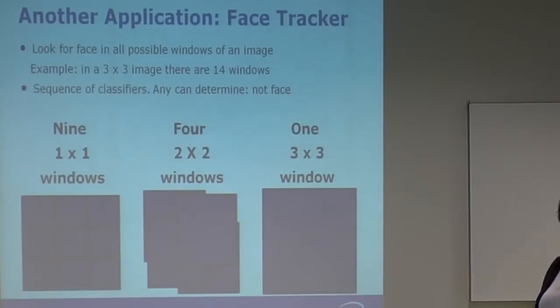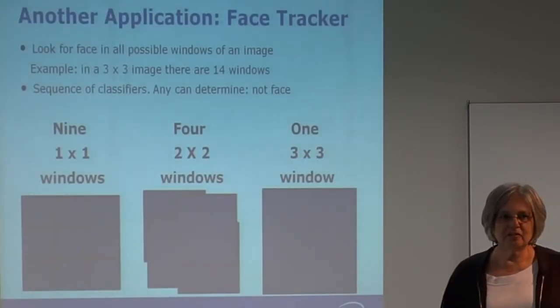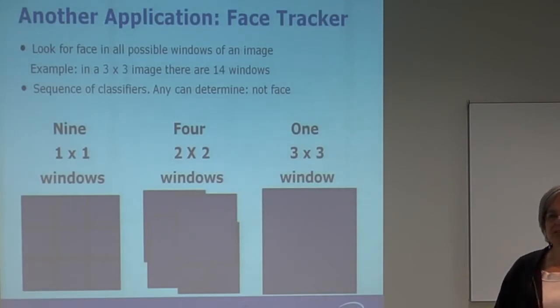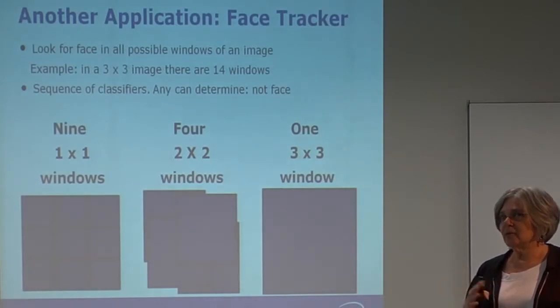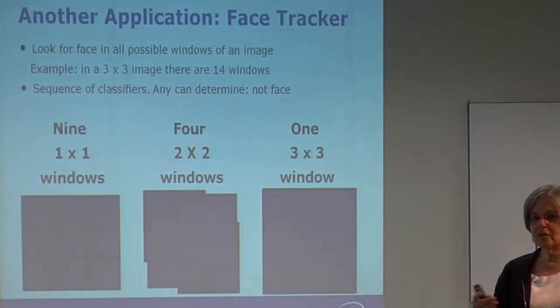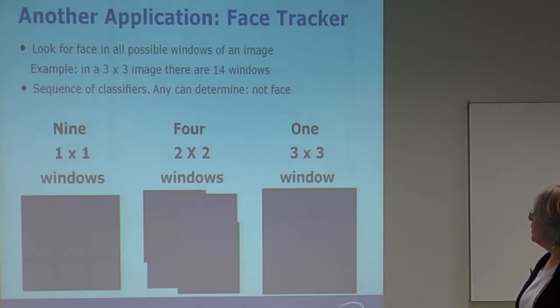And this, I think, is the last one I'll show you. This is a face detector. So the idea here is that there are frames. These might be either still frames or video frames. But they're looking for a face.